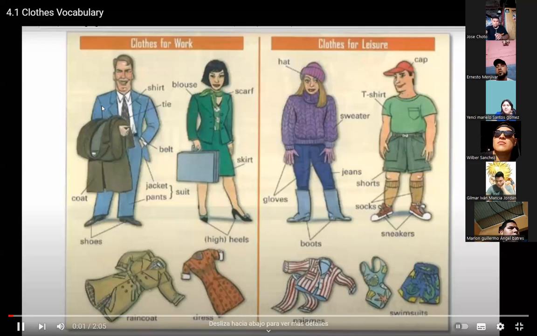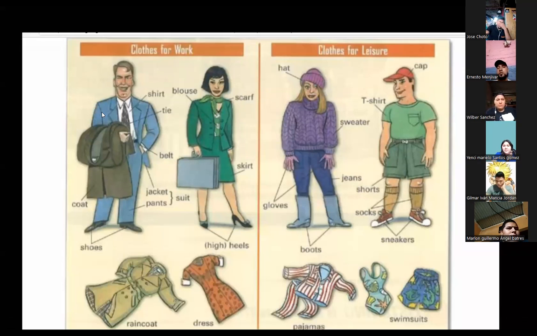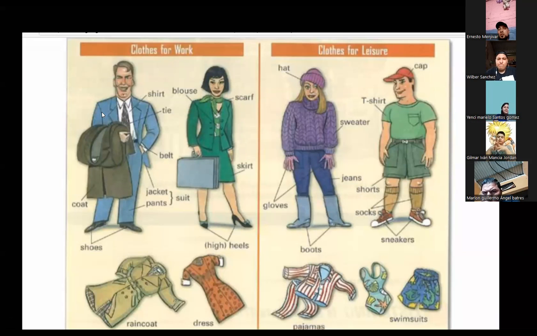Hi, everyone. We're going to listen one more time to the pronunciation of clothes, particularly clothes which you wear for work and for leisure. As you can see on the screen, the clothes towards the left-hand side are for work, and the ones towards the right-hand side are clothes for leisure. Let's practice by listening and repeating the vocabulary.